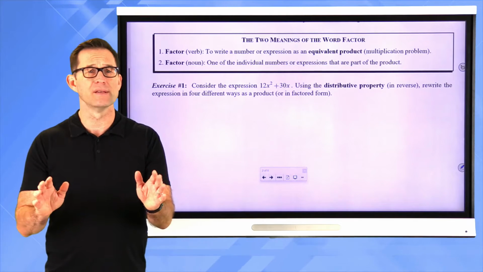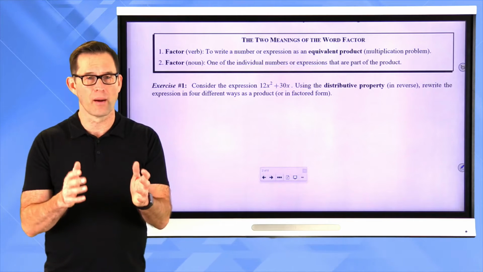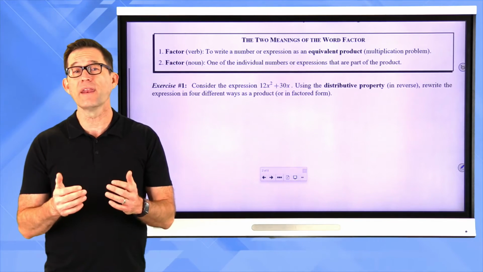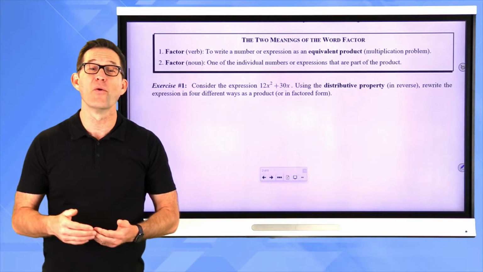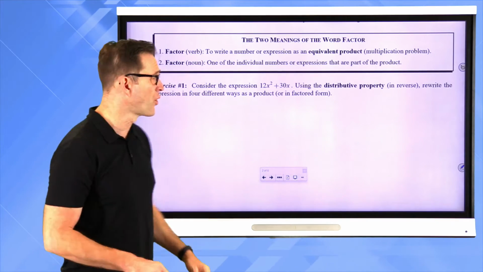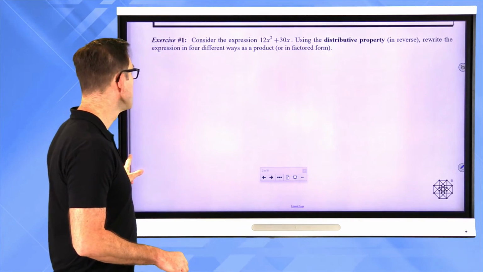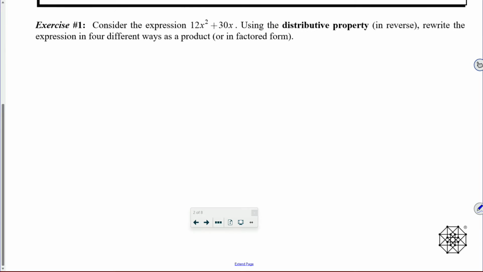So all factoring is, it's one of the simplest ideas of all. It's taking a particular number or expression and writing it as an equivalent product. And each part of that product is then known as a factor of the product. And it is kind of confusing because factor verb, factor noun. All right, let's take a look at exercise number 1. Consider the expression 12x squared plus 30x. Using the distributive property in reverse, rewrite the expression in 4 different ways as a product or in factored form.